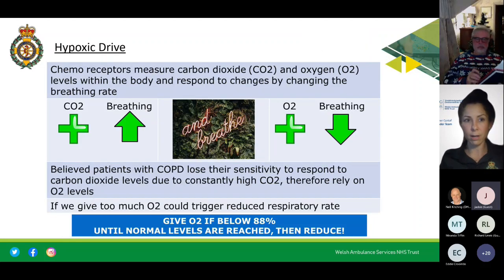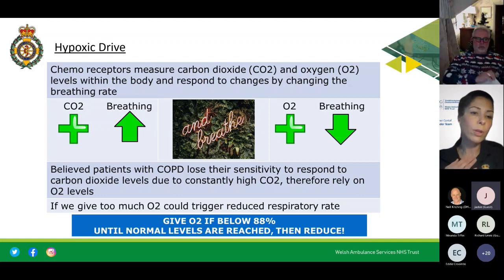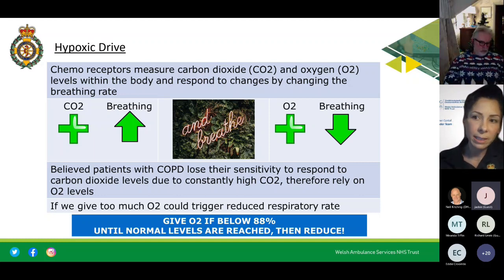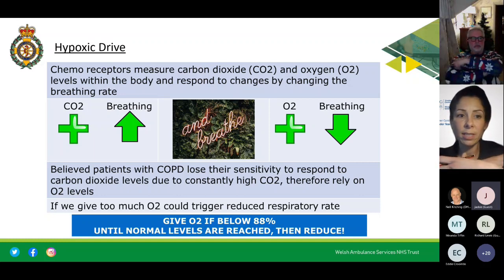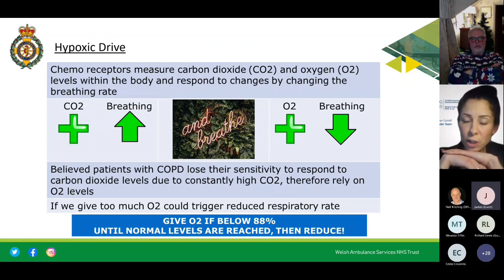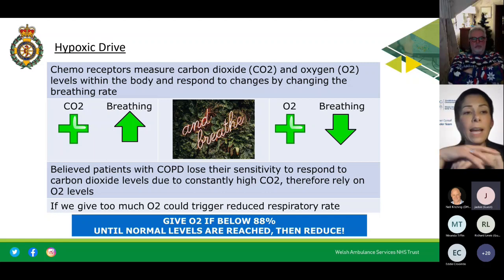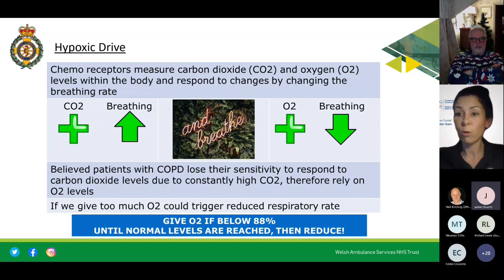So let's have a quick look at hypoxic drive. So we're looking at why a COPD patient will have a normally reduced SpO2 reading. So within our body, we have chemoreceptors, and what these do is they measure how much carbon dioxide is in our body and also how much oxygen is in our body. And these little chemoreceptors send messages to your brain to tell you what to do about that.